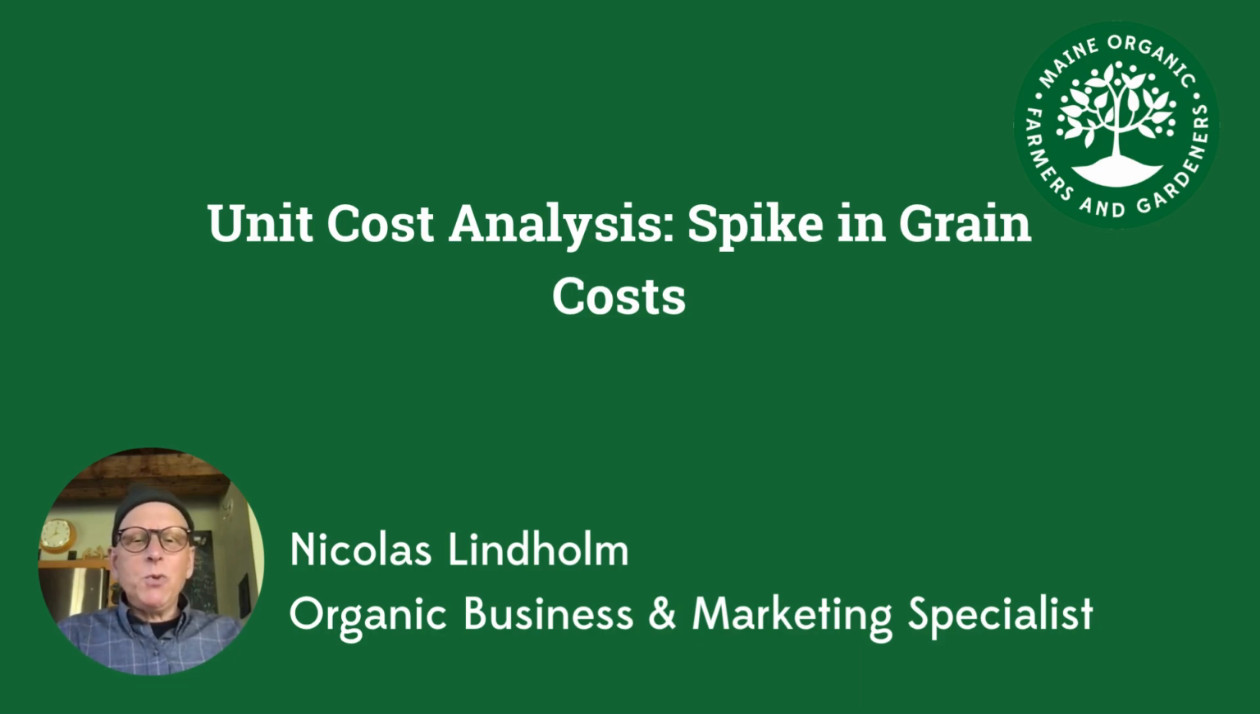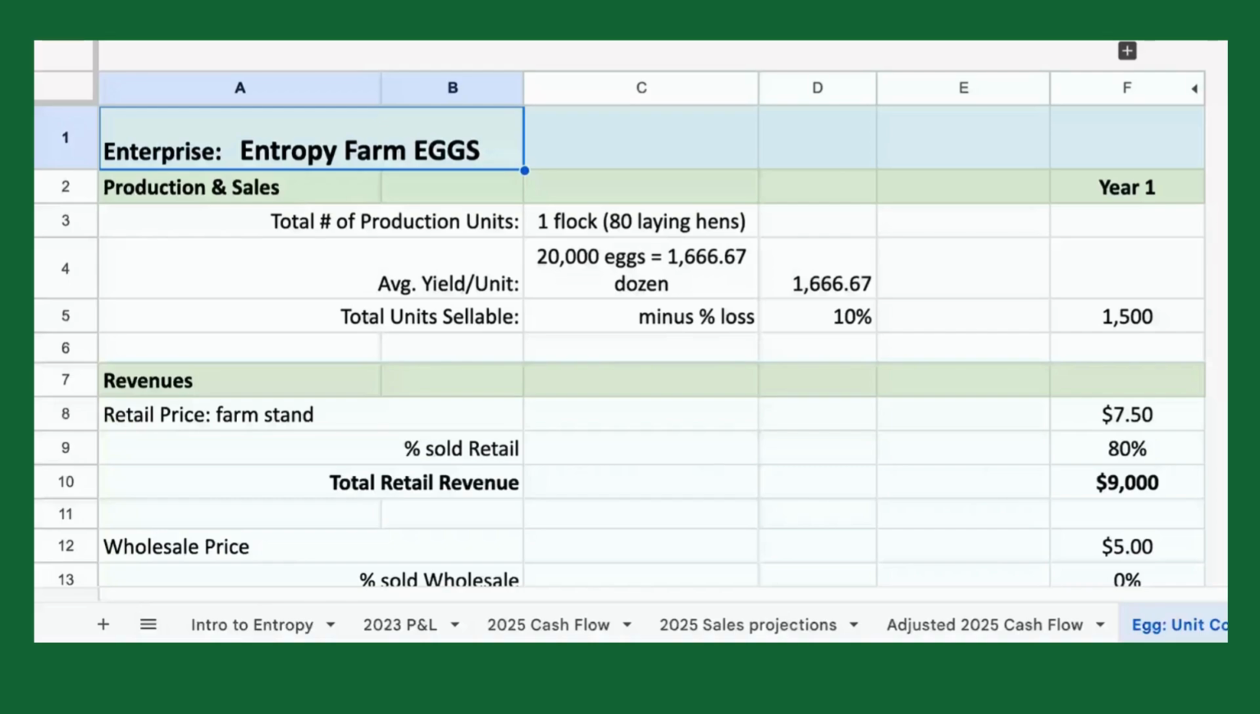Hi. So let's explore using a unit cost analysis for dealing with a sudden spike in the cost of one of your farm's inputs. Say you're raising a flock of hens and have markets for organic eggs, and then the price of grain goes up suddenly overnight. What options do you have to keep producing and selling those eggs? Well, you can use a unit cost analysis to figure out how to absorb and react.